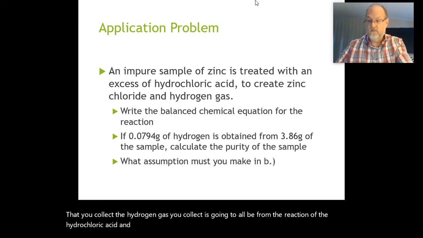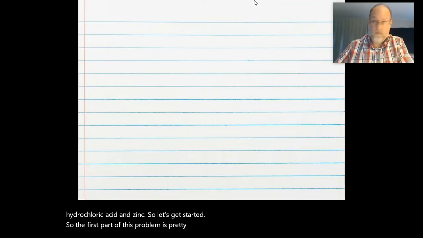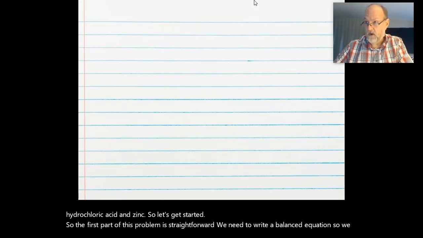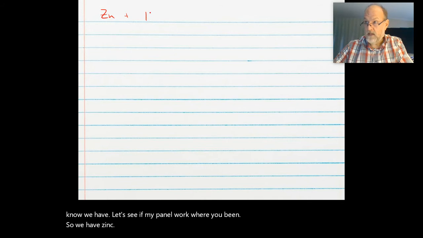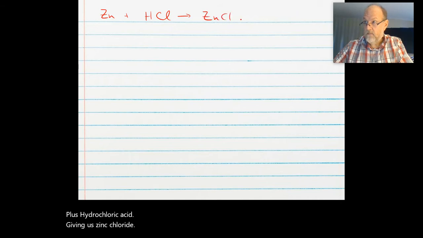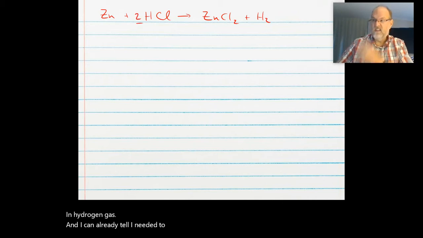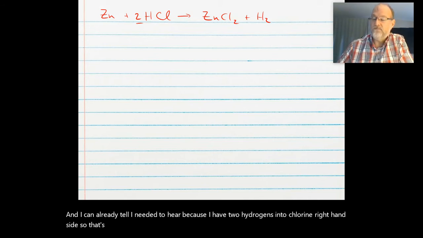So let's get started. The first part of this problem is pretty straightforward. We need to write a balanced equation. So we have zinc plus hydrochloric acid giving us zinc chloride and hydrogen gas. And I can already tell I need a 2 here because I have 2 hydrogens and 2 chlorines on the right-hand side. So that's my balanced chemical equation.